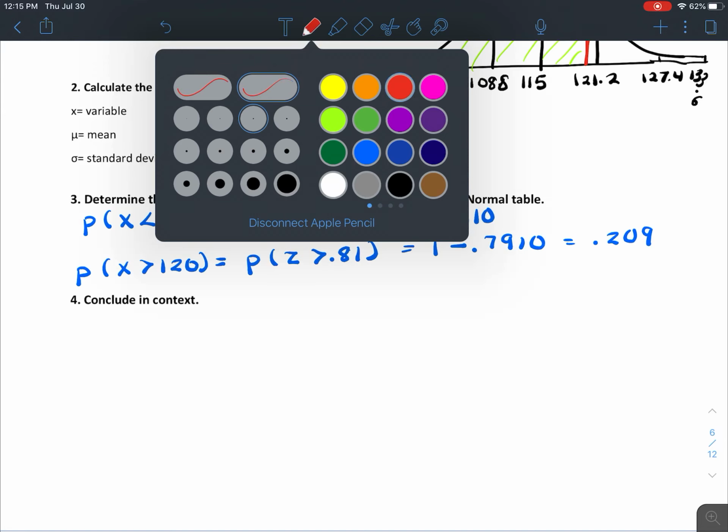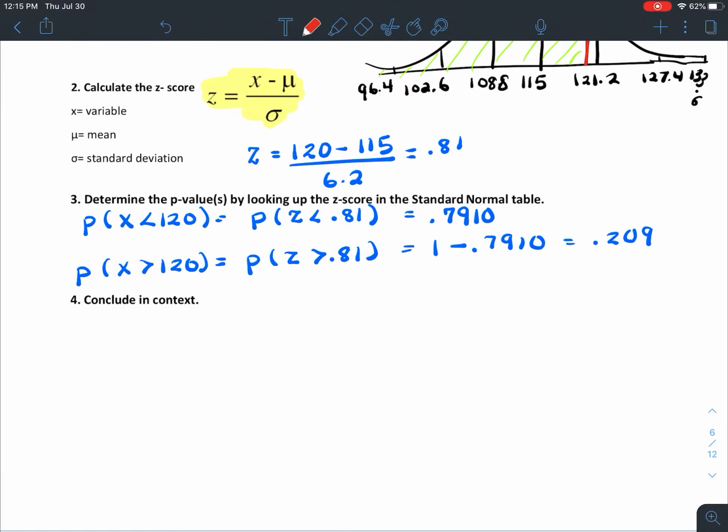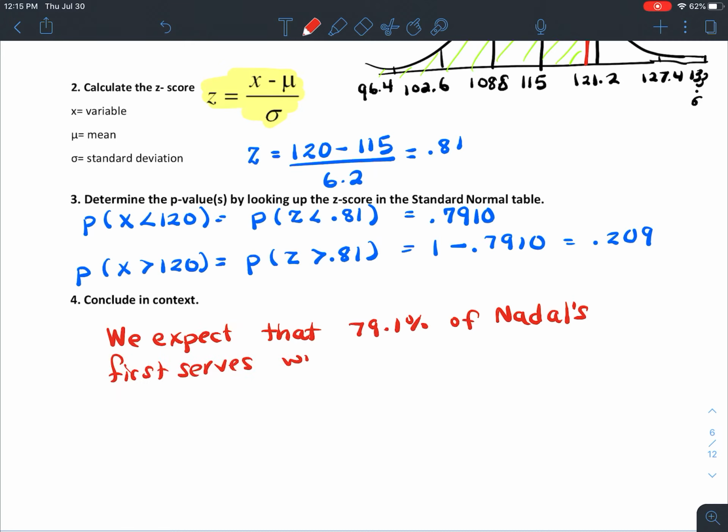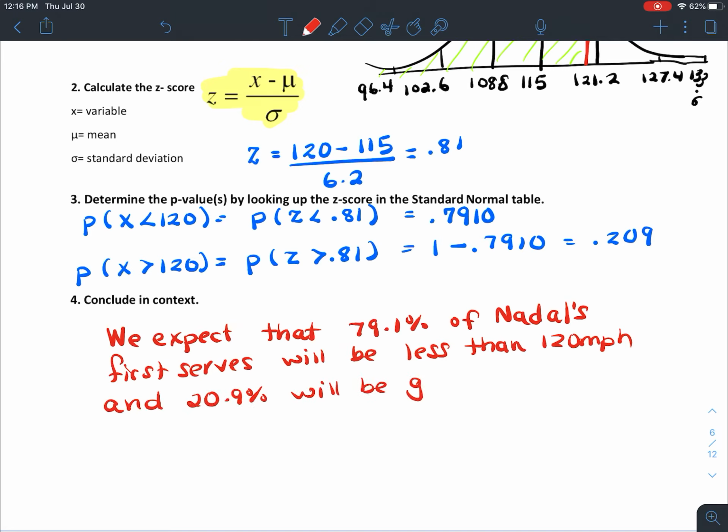Now we're going to conclude this in context, which is what AP Statistics is all about, assigning some meaning to what these numbers mean. We could say we expect that 79.1% of Nadal's first serves will be less than 120 miles per hour, and 20.9% will be greater than 120 miles per hour.